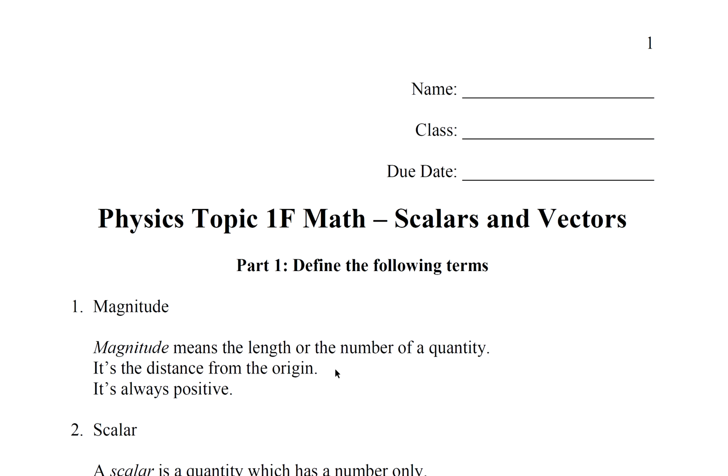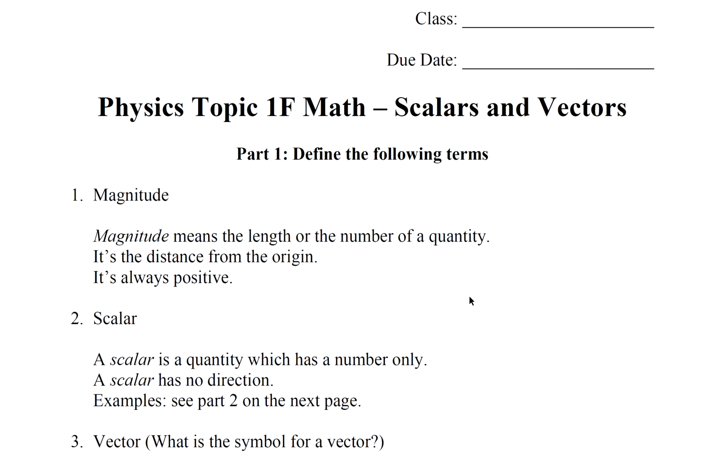This video is on scalars and vectors. Part 1, define the following terms. Magnitude. Magnitude means number. It's the length or the number of a quantity. It's the distance from the origin, and it's always positive.